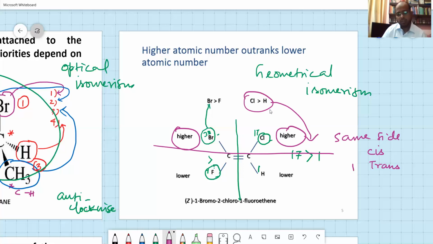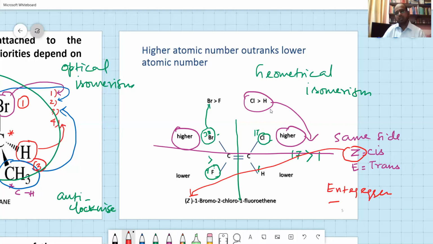E stands for trans and Z stands for cis. So that Z is what you are seeing here: Z-1-bromo-2-fluoroethene. E stands for entgegen, a German word, and Z for zusammen. That means trans for E. You can remember it by this simple thing: ET. ET means trans, E. ET is a kind of extraterrestrial, an old movie that became very famous.